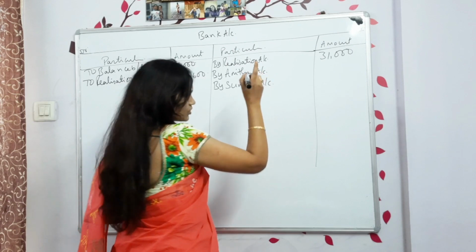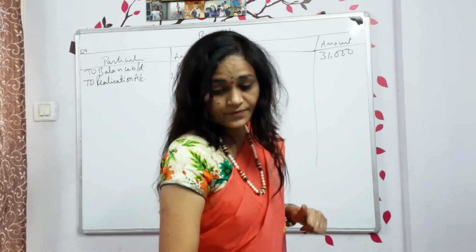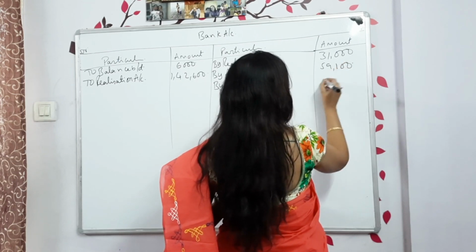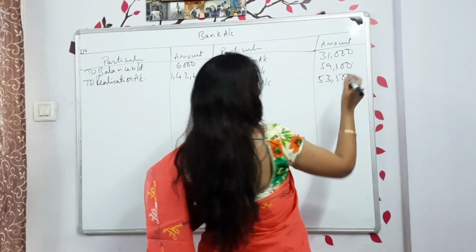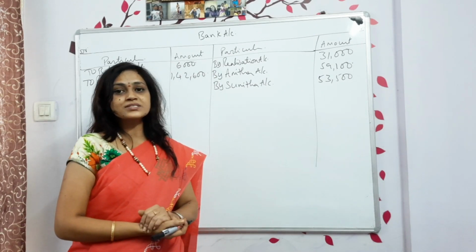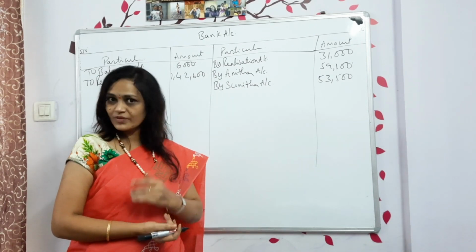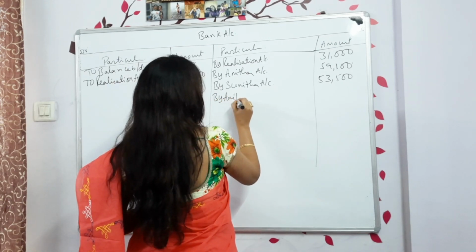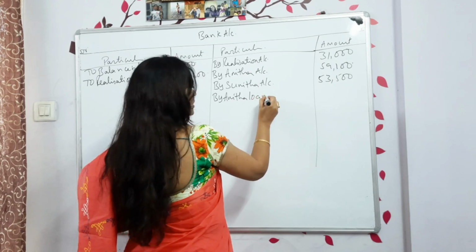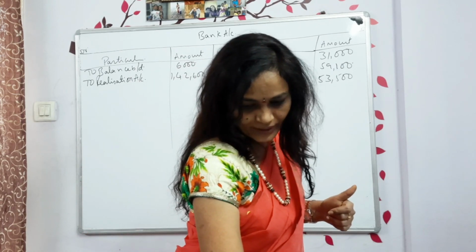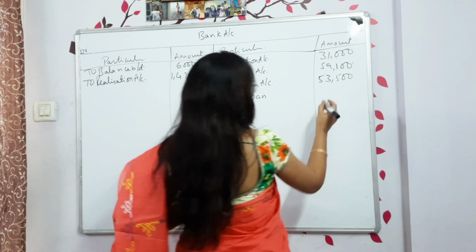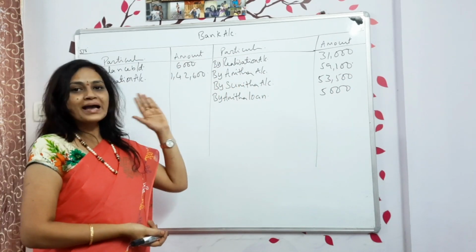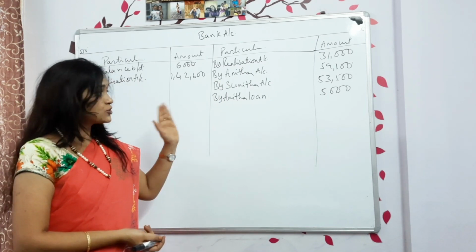What are the amounts? I don't remember the amounts, let me check once. It is 59,100 and 53,500. Right? There is one more transaction, that is Anita's loan. That also we have to pay, no? So write down by Anita's loan. How much? It is 5,000 or 6,000. Let me check once. It is 5,000. I think these are the bank or cash transactions we have. Right? Let us do the total.